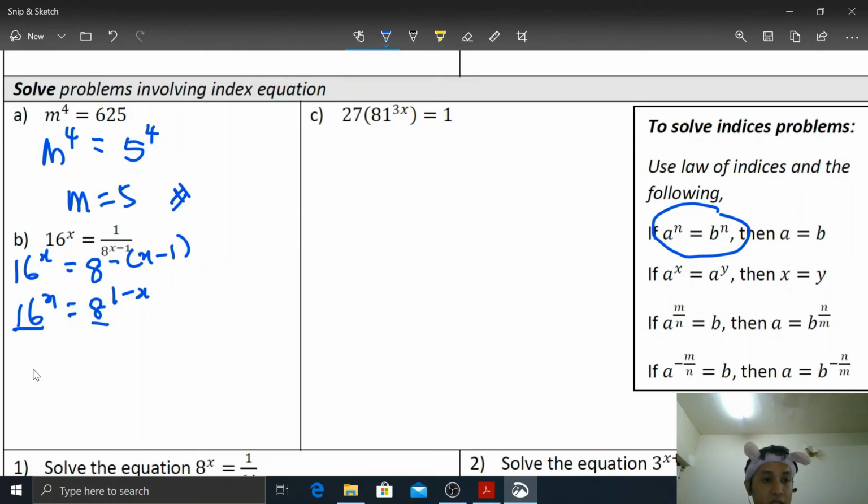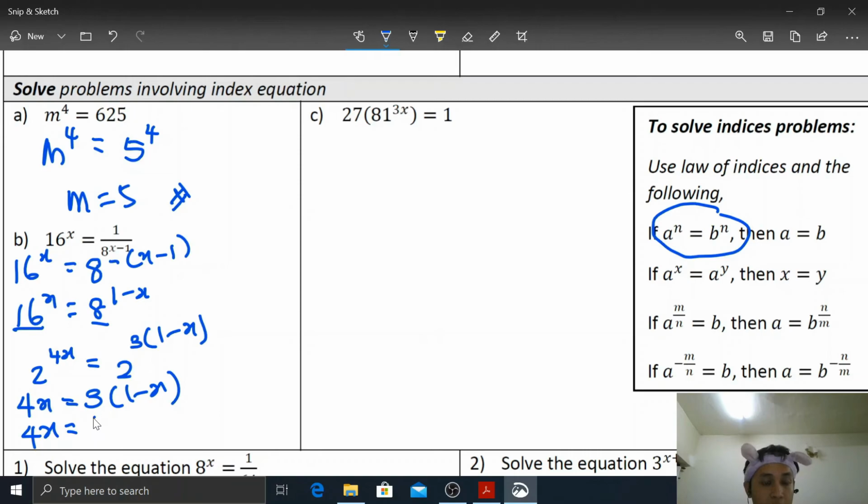Next I'm going to change the base number. 16 is 2 to the power of 4, and 8 is 2 to the power of 3. Multiply in straight, we put it like this. So now the base number is the same. I can straight away write 4x is equivalent to 3 times 1 minus x. When I multiply in, it will become 3 minus 3x.